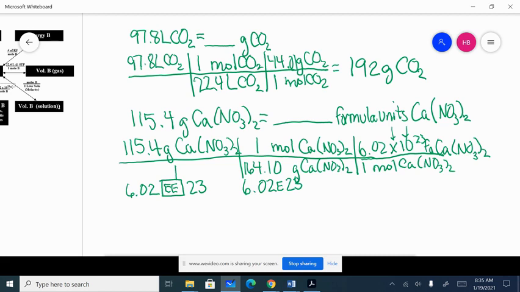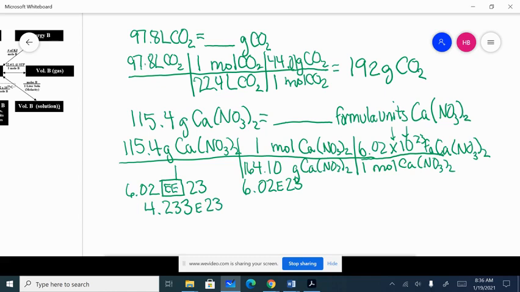So I'm going to multiply across the top. I multiply 6.02 times 10 to the 23rd times 115.4 and divide by 160.10. Now my calculator is going to look like this. It's going to say 4.233. It's going to have a bunch more digits depending on how many digits you tell your calculator you want, so it's going to be different for everybody. And then it's going to say E23.